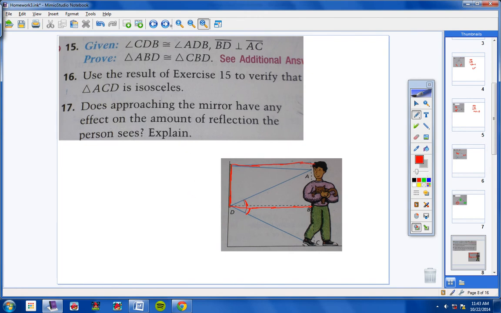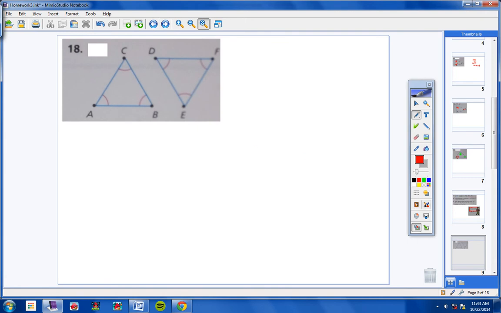All right, let's move on to number 18. Okay, students, let's move on to numbers 18 and 19. Now, the directions for 18 and 19 state they want you to decide whether or not you're given enough information to prove or to state that these two triangles here are congruent, okay? So let's take a look at these.